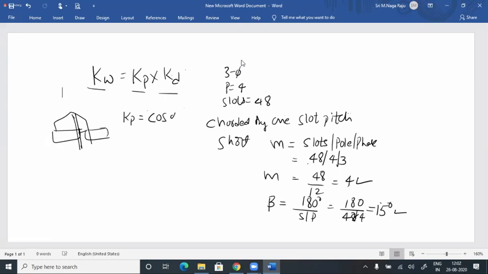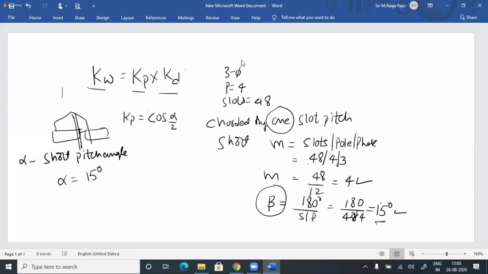You need to remember KP is cos alpha by 2. What is the alpha value here? First of all, what is alpha? Alpha is the short pitch angle. How many slots are we chording? One slot. So what is the one slot angle? 15 degrees. Therefore, alpha is also 15 degrees.